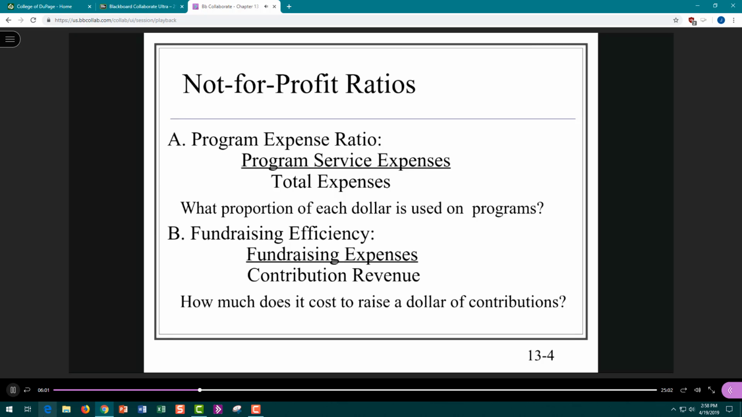Pretty simple ratio. We also have the fundraising efficiency ratio. In a not-for-profit, contribution revenue is typically a large number, so here we have that in the denominator. The question becomes, if you're spending money to raise those contributions, how much of the money that you're raising is being consumed by the fundraising exercise itself? So that's what this ratio shows you. It's a comparison of the expenses of fundraising to the actual amount generated.